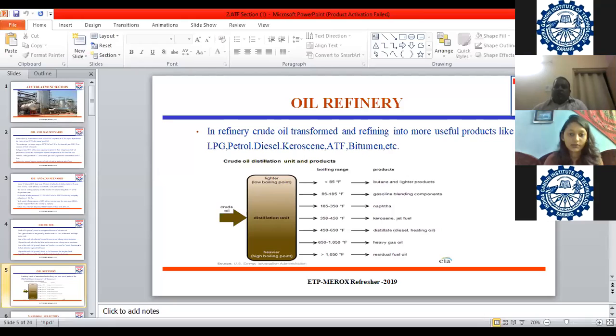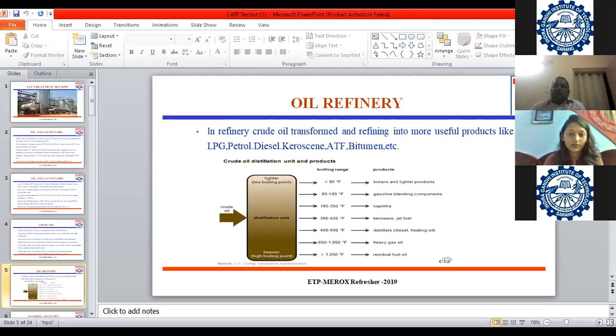After that, in the 450 to 650 temperature range, we get diesel. And at 650 to 1050 degrees Fahrenheit, we get heavy gas oil. Heavy gas oil is generally used for industrial boilers, where steam is generated. It is a little denser than normal diesel, so we call it heavier gas oil.